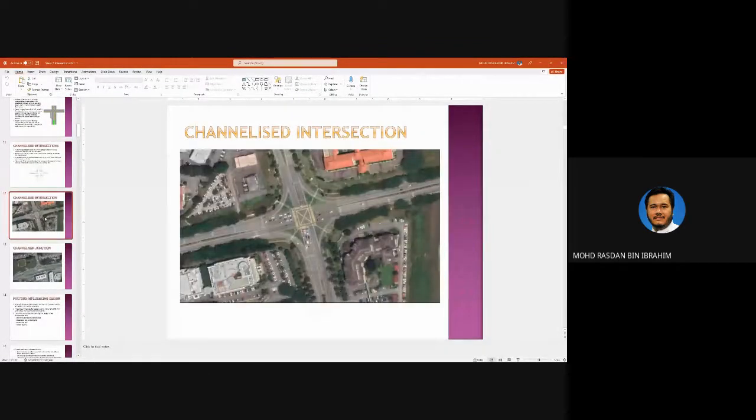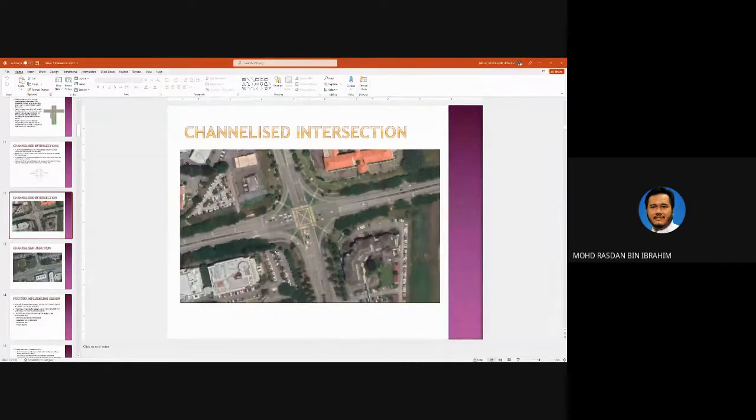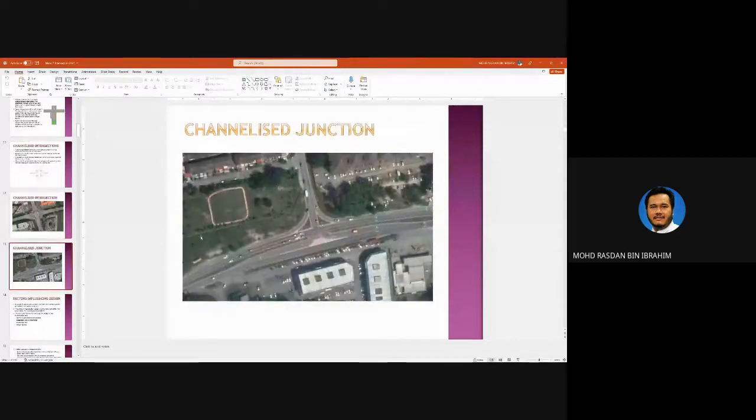So this is an example of a channelized intersection, where you have a very large island there. So the problem with this type of intersection is that you need lots of space. It is very efficient, but you need lots of space. So this is a channelized T-junction. So you can see that this is the left turn lane, and this is the right turn storage lane. Right turn storage lane.